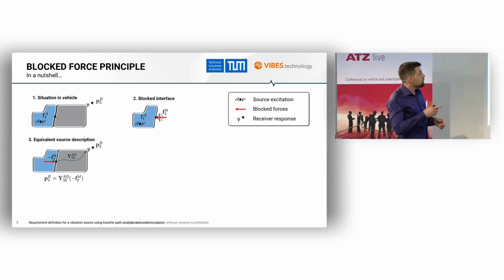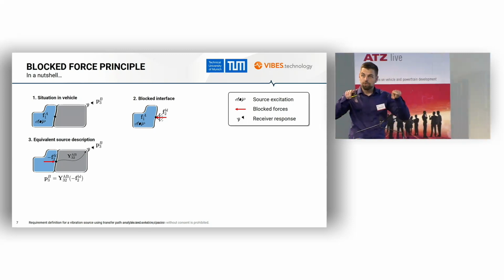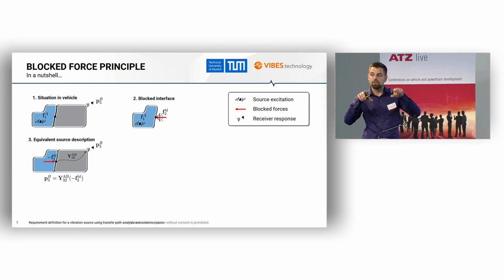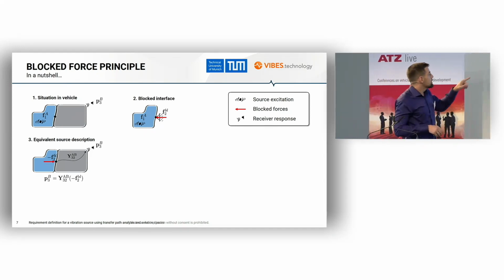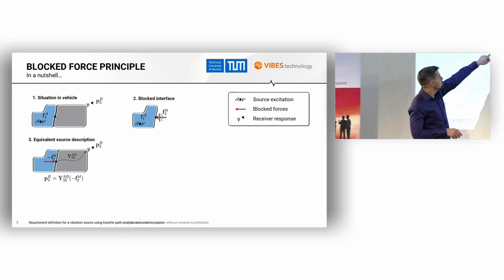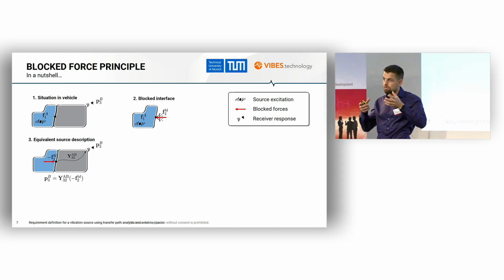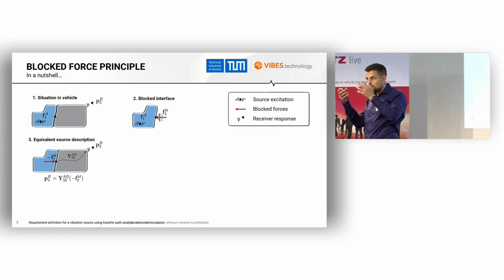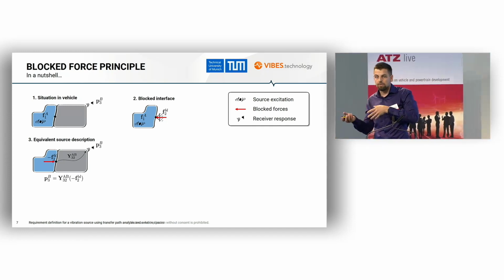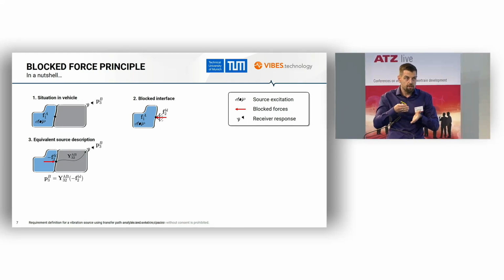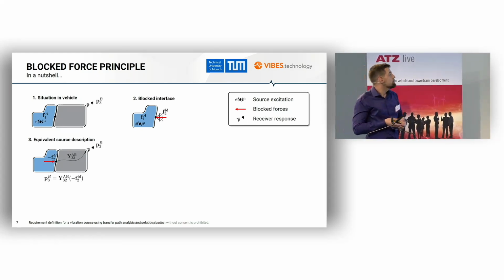But the cool thing about the blocked forces is that if you work out the equations, there's a nice analogy with active noise cancellation. You can derive this without many formulas, but you can also read the paper. It turns out you can use these blocked forces, which are an independent quantity of this source component. It does not depend on the dynamics of any receiver. It's the forces against a theoretically rigid interface.